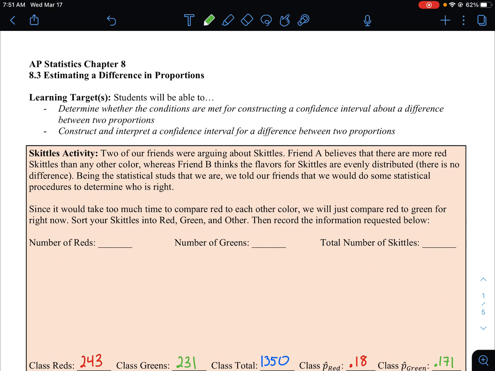Okay? So this opens with a Skittles activity, and it says, two of our friends were arguing about Skittles. Friend A believes that there are more red Skittles than any other color, whereas friend B thinks that the flavors for Skittles are evenly distributed. In other words, that there is no difference. So, being the statistical studs that we are, we told our friends that we would do some statistical procedures to determine who is right. Okay? So, since it would take too much time to compare red to each other color, we're just going to compare red to green for right now.